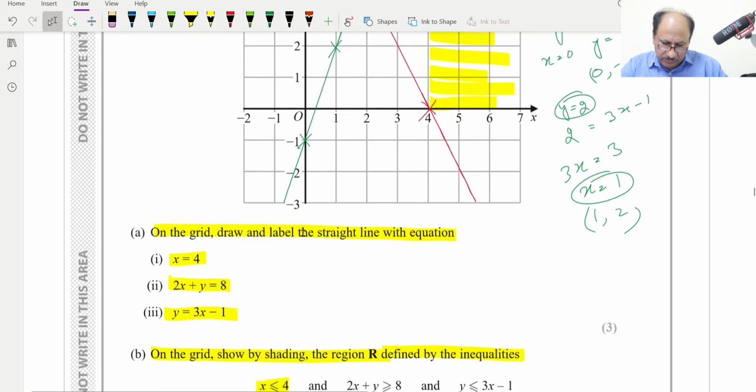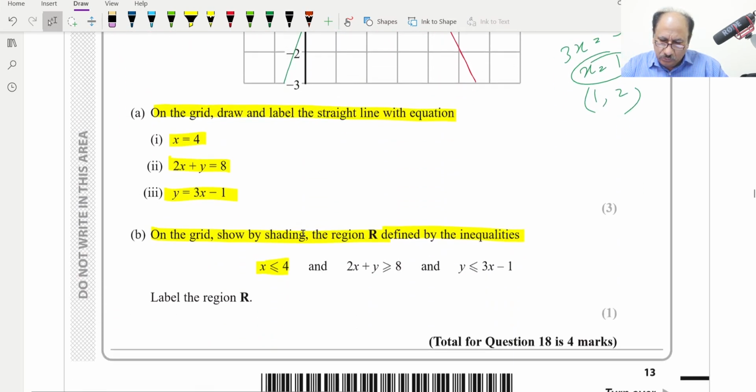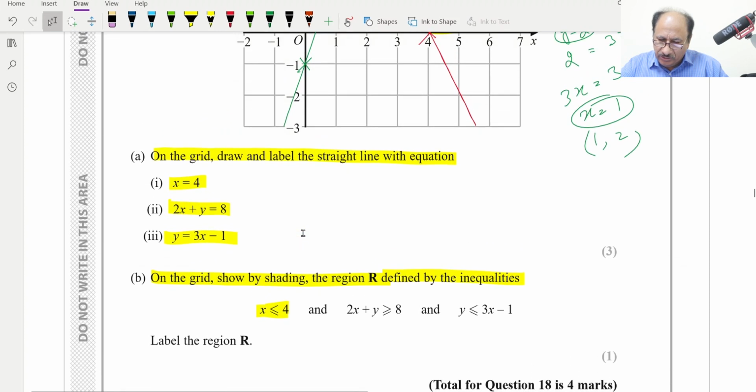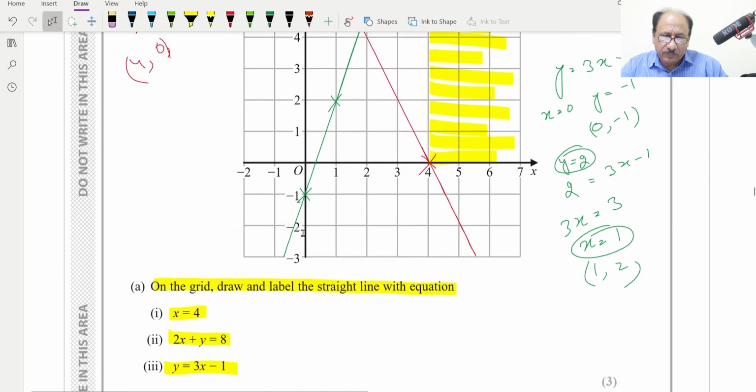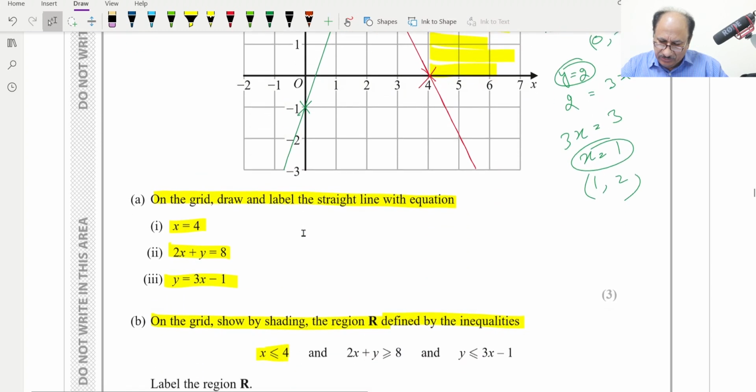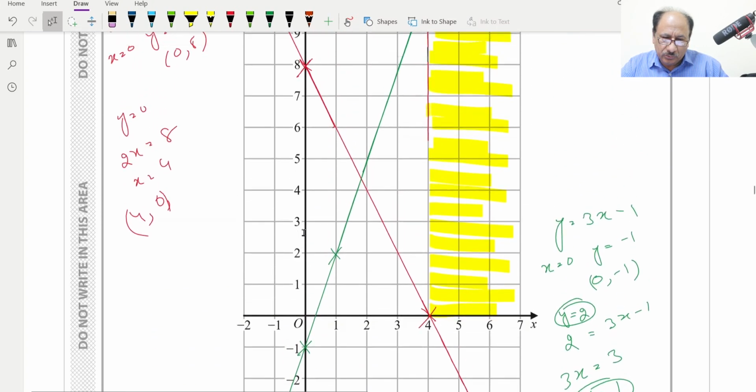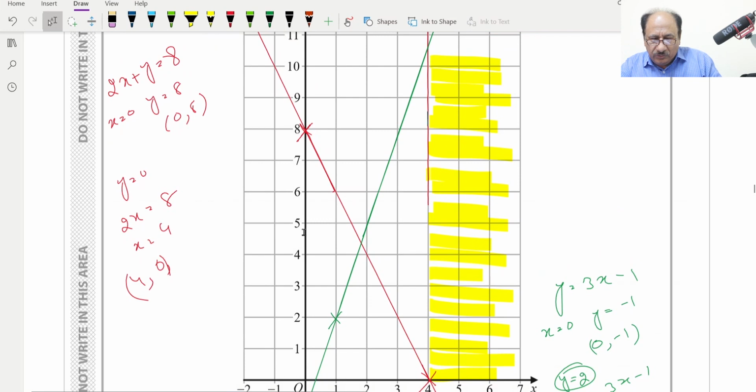And next it is saying 2x plus y is greater than or equal to 8. So greater than is required. So I'm putting the scale and I'll be highlighting the lesser portion. One second, I'll just keep a little away. I'll have to erase.